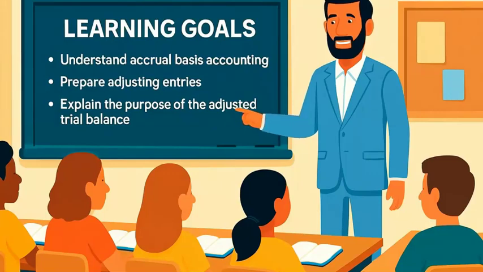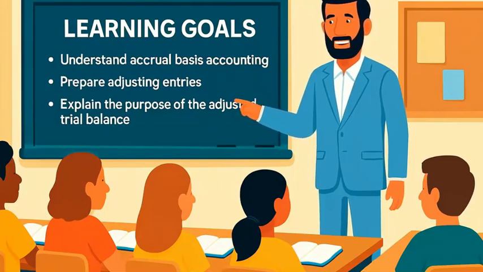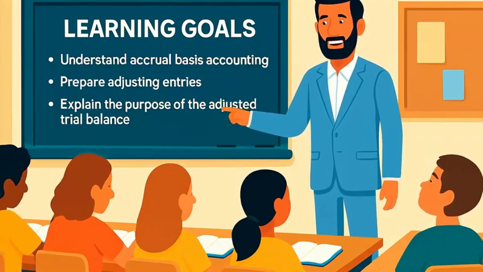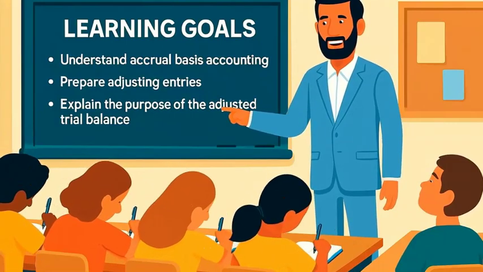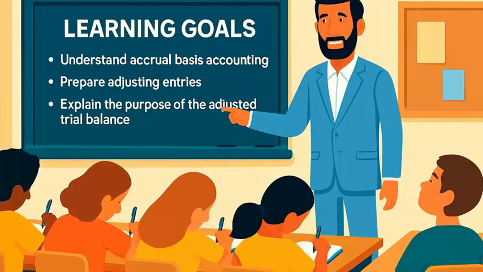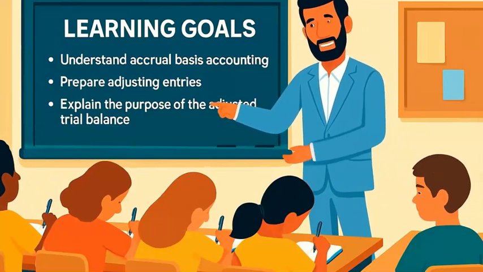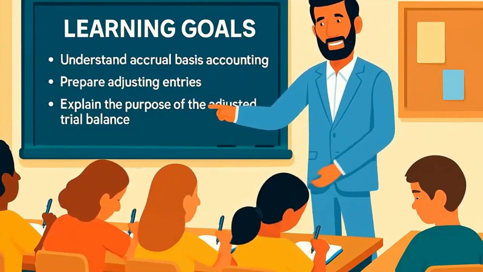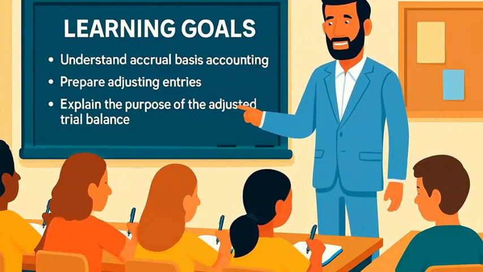Our learning goals: 1. Understand why GAAP requires adjusting entries. 2. Learn how to record different types of adjustments. 3. Prepare and use an adjusted trial balance. 4. Create financial statements from it. 5. Review the full accounting cycle. 6. Make closing entries and a post-closing trial balance.